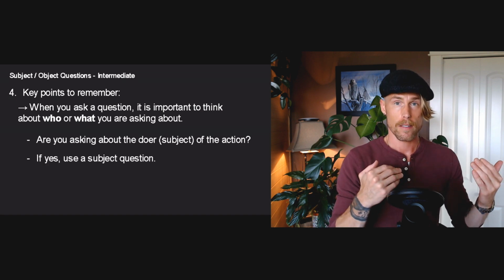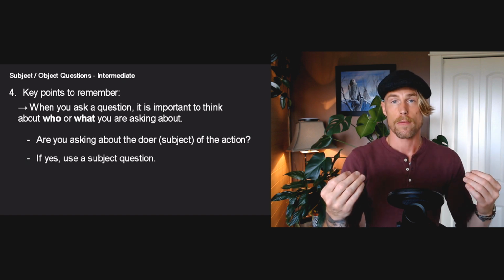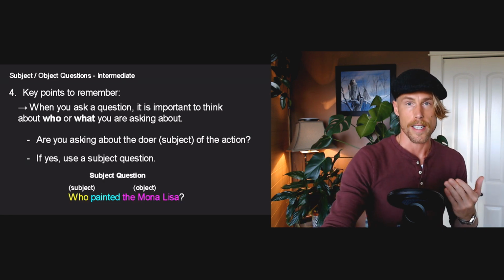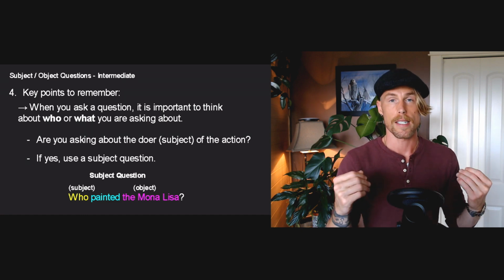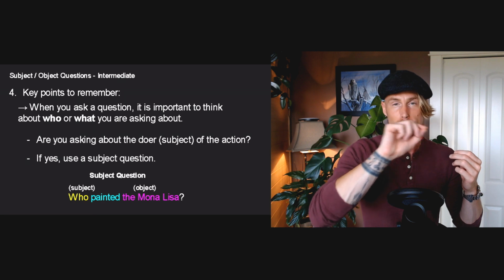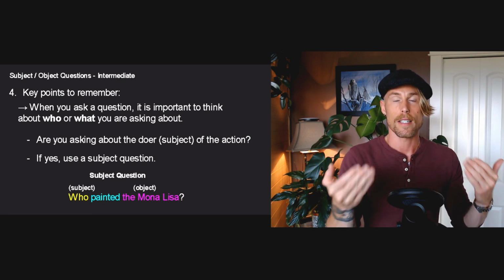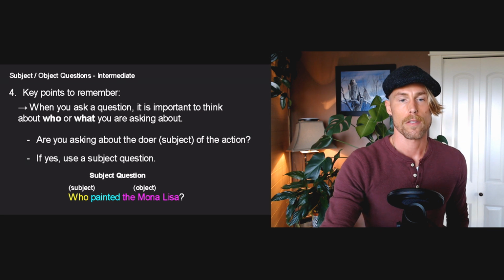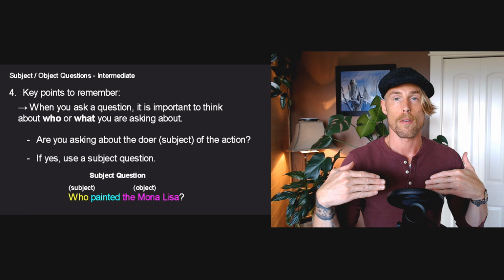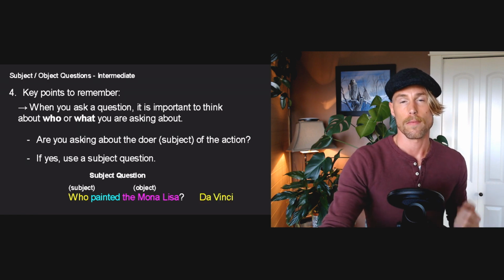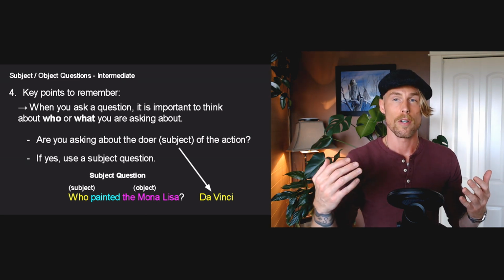If yes, use a subject question, because the subject does the verb, right? For example, who painted the Mona Lisa? Painted is the action. Who did the painting? Who did the action? Da Vinci did the action of painting. So if you are asking about the person who does the action, use a subject question. Da Vinci. And Da Vinci is the subject who paints.